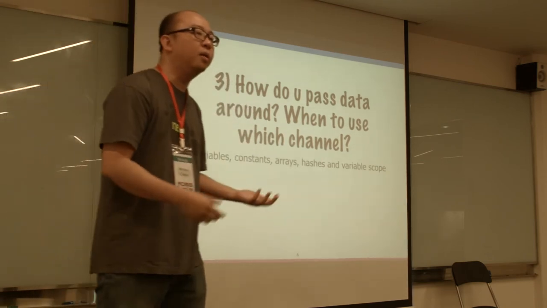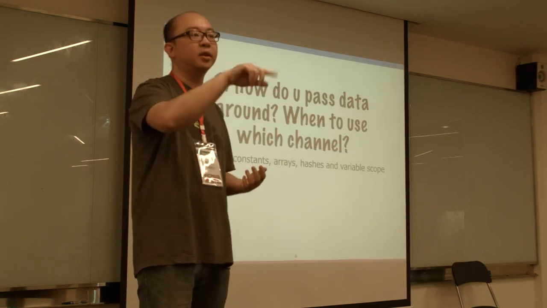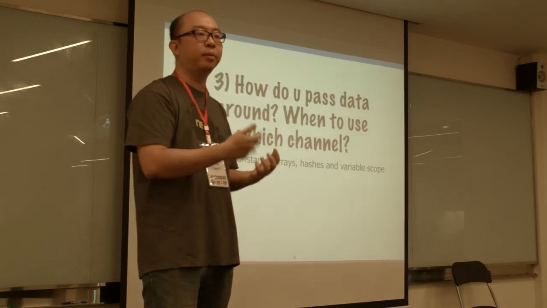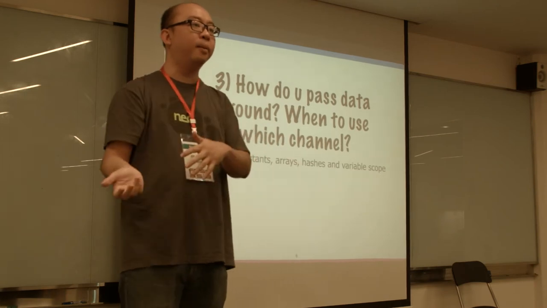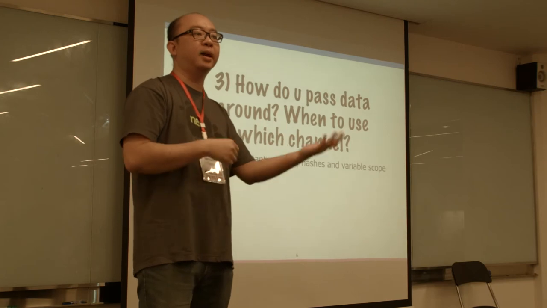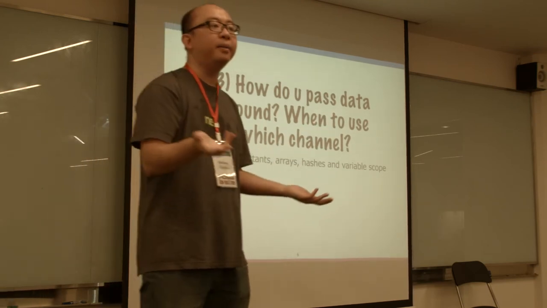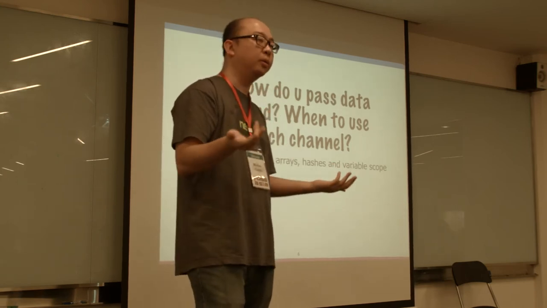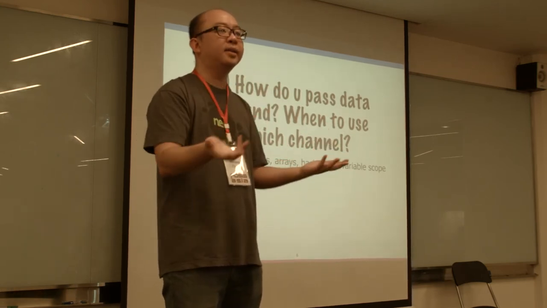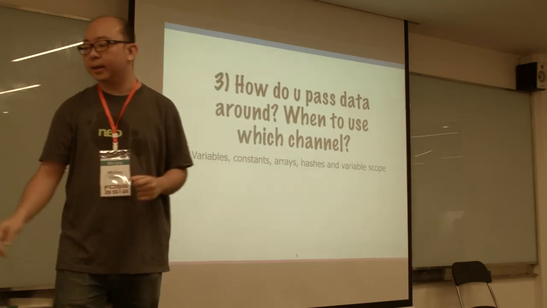In a PHP script, you have things like a super global array, which is $_GET or $_POST, which represents what you send in a form post or what you send in a URL. So that's pretty much how you pass data from one file to another file. In a Ruby on Rails app, there will be a params attribute, which you can then use to get stuff from the form post or whatnot. So that's one of the ways you can pass data around.